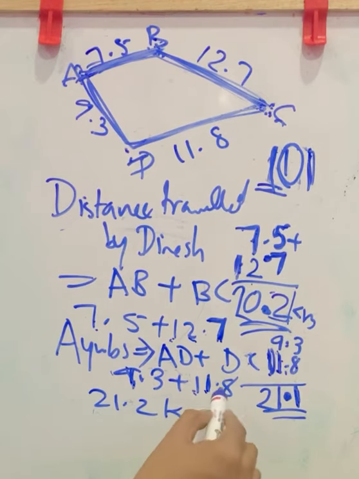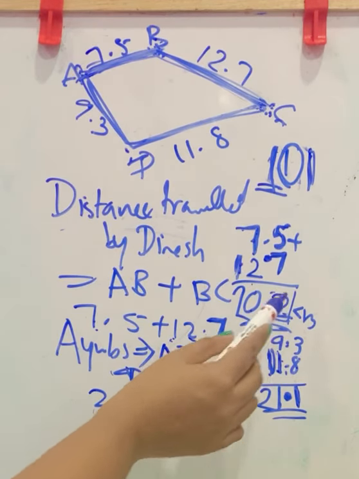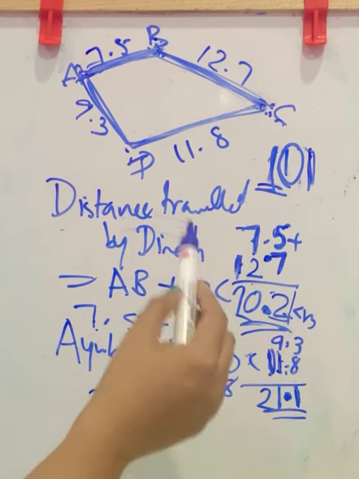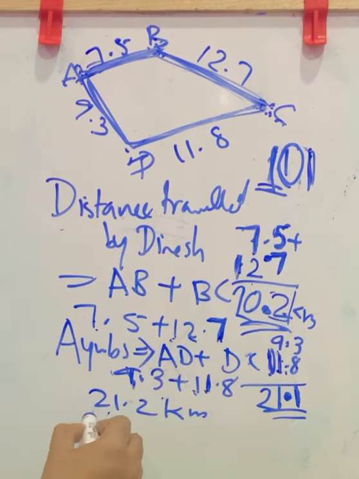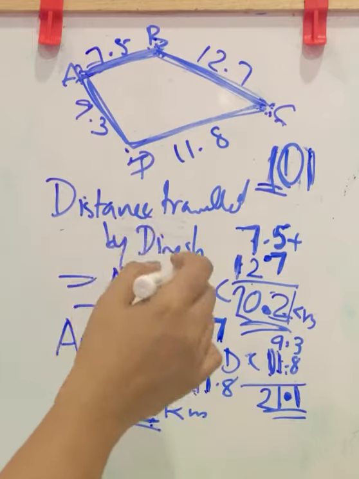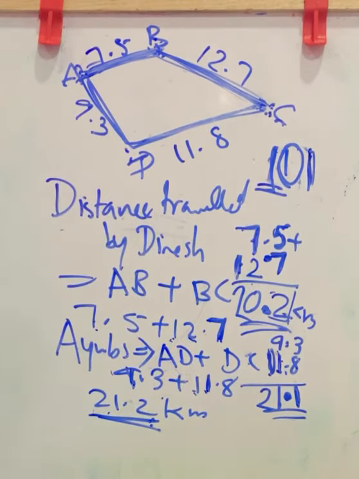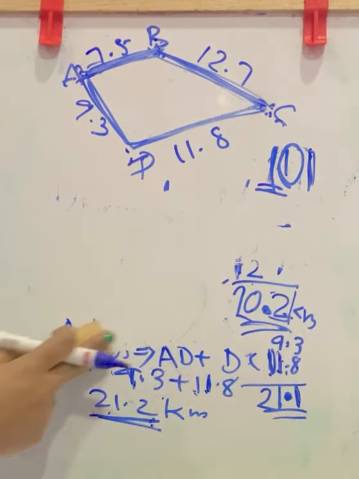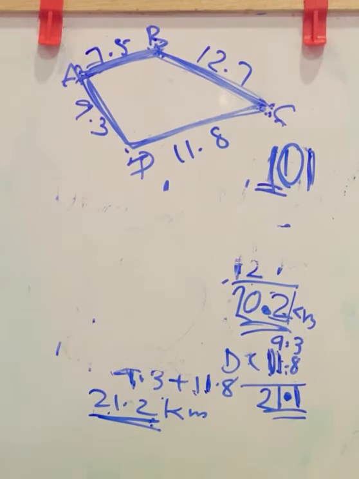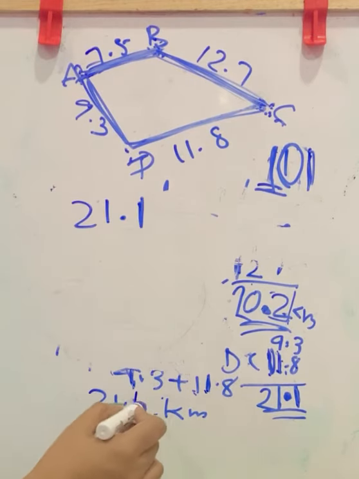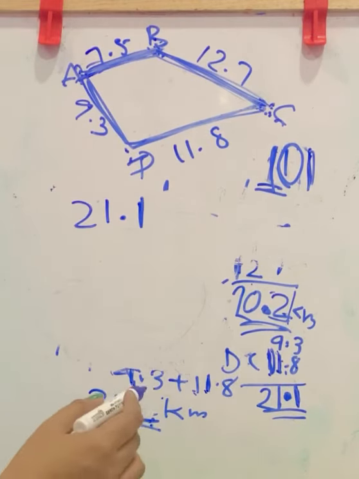21.1 kilometers. Here you got 20.2 and here you got 21.2. Who traveled more? Which is the biggest value? 21.2 is the biggest distance. So Ayub traveled more, and you want to find how much he traveled more. So you want to subtract the distances of Dinesh and Ayub. The greater distance, 21.1, is the greater value, that is Ayub's distance.